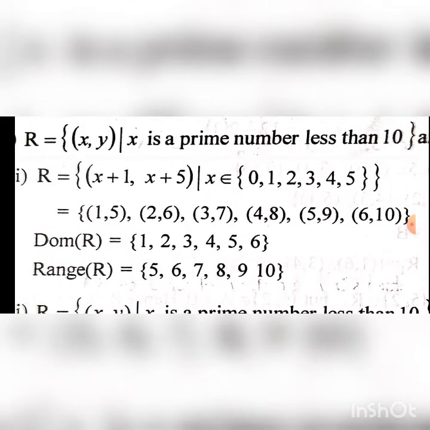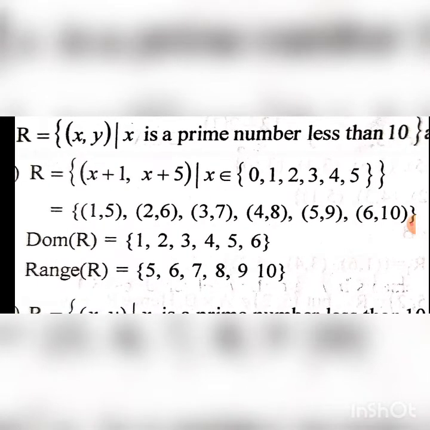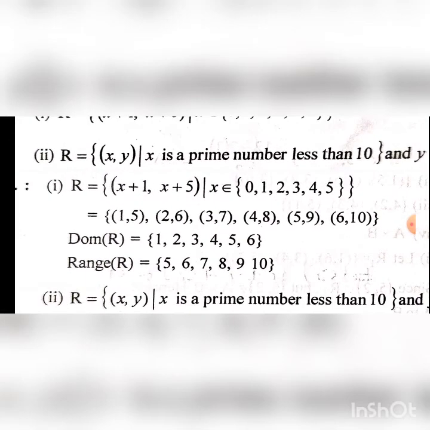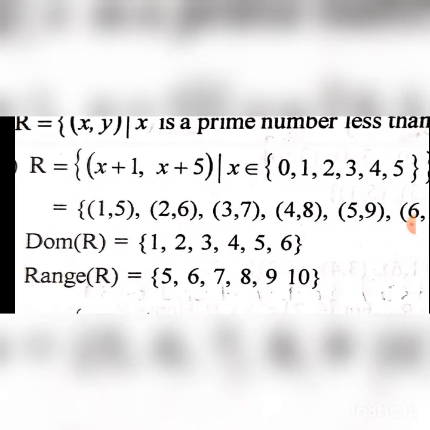Then we have to find the domain of R. Domain of R means what? All the first elements of the set R. What will it be? 1, 2, 3, 4, 5 and 6. And range of R means what? All the second elements of the ordered pairs of R. That is 5, 6, 7, 8, 9 and 10.